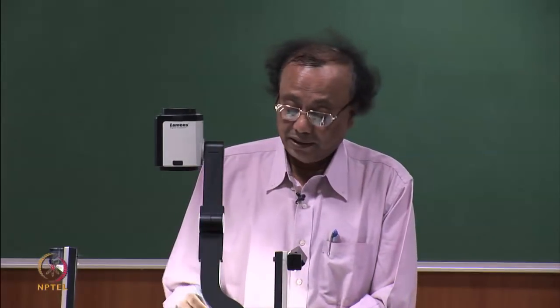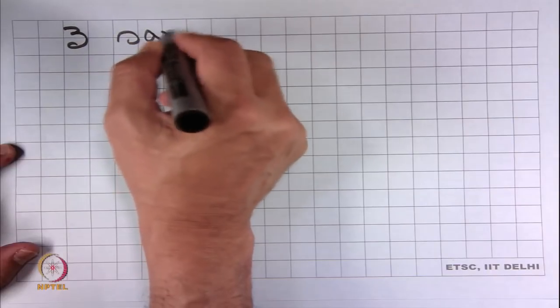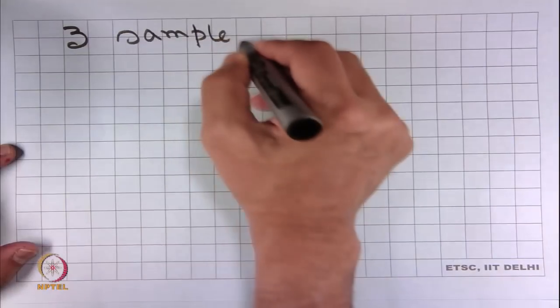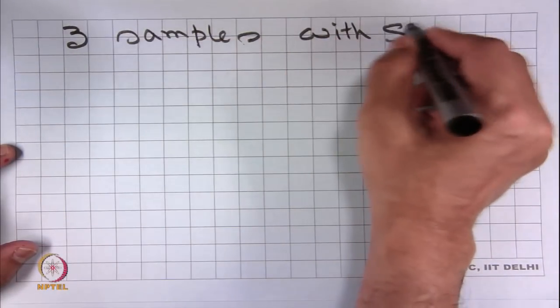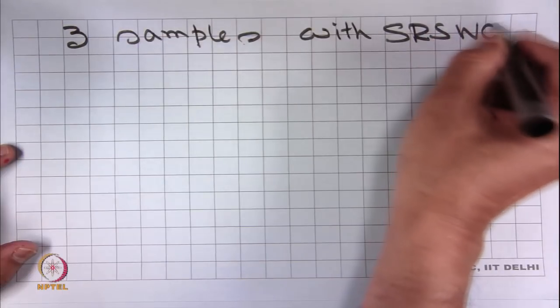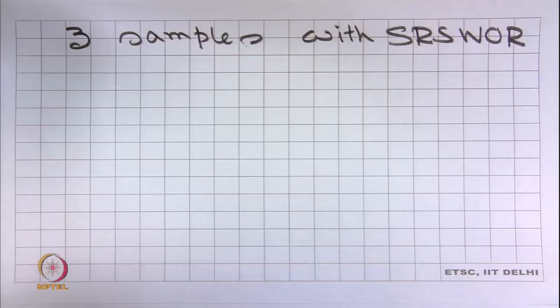Suppose I take 3 samples with SRS WOR. I am dealing with SRS WOR because it is comparatively simple, as it is done from the same population. So, it is easily understandable.